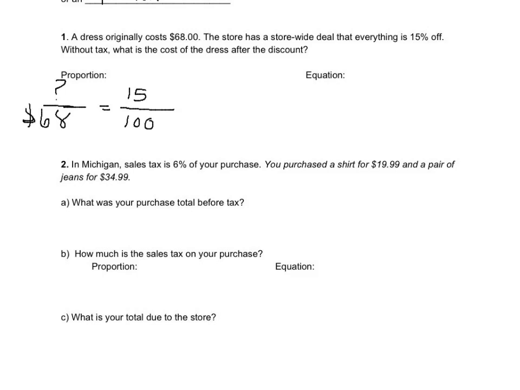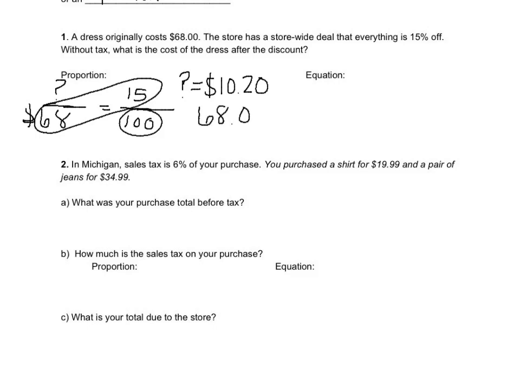You would go ahead, you would get your calculator out, you would do your multiplying, and you would do your dividing. And if you do that multiplication and that division, you would find that 15% or that question mark is equivalent to $10.20. Now that's money that we're saving because it's a discount. So this does not actually fully answer the question.